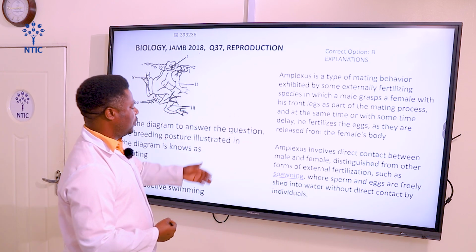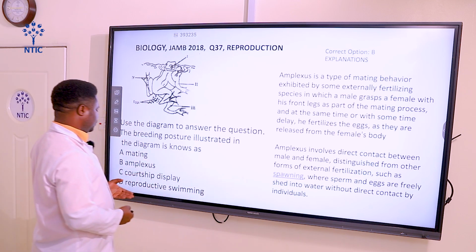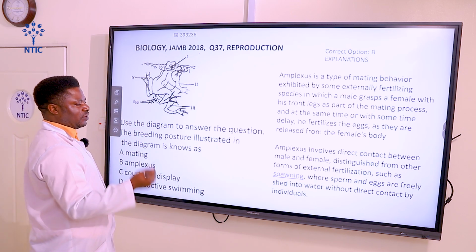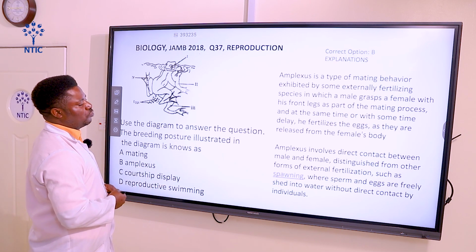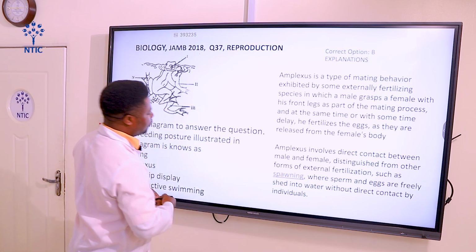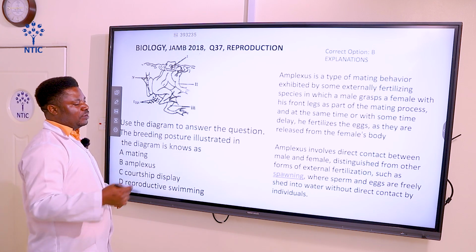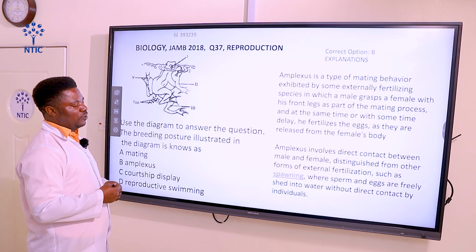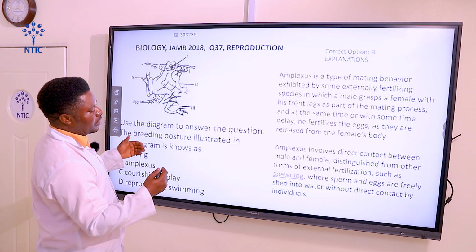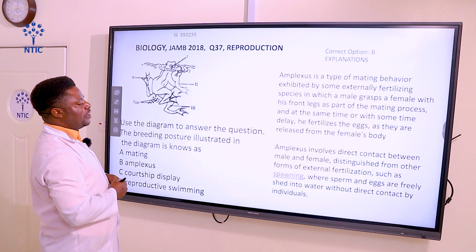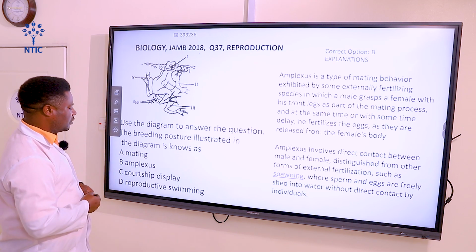Such as spawning. In some options, you will see spawning, but spawning is not the correct answer, because in amplexus there is a physical contact between the two organisms, while in spawning the two organisms are far apart. The female lays her eggs, while the male releases sperm cells, which swim to fertilize the egg cells. There is no actual contact between the male and the female in spawning, but in amplexus there is physical contact between the two of them.